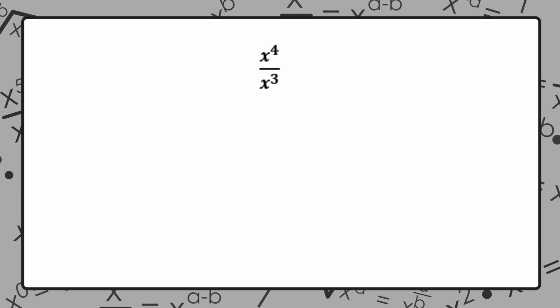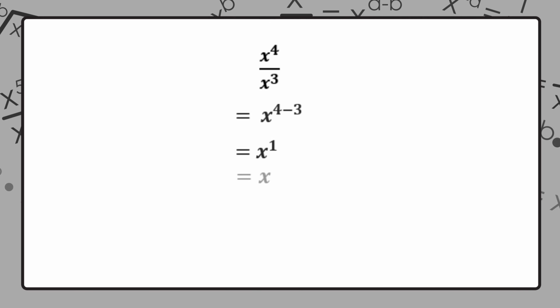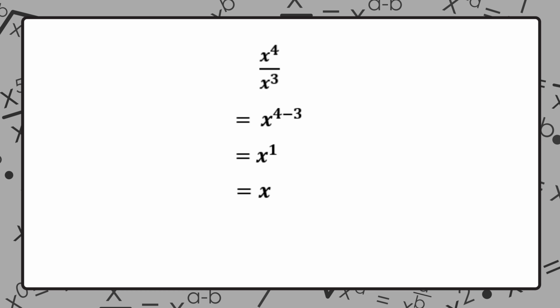In practice, you might find a sum like this: x to the power of 4 over or divided by x to the power of 3, which means that because the bases are the same and it's division, we're going to subtract the exponents, giving us x to the power of 1. And because anything raised to the power of 1 has the same value, our answer for x to the power of 1 will be x.